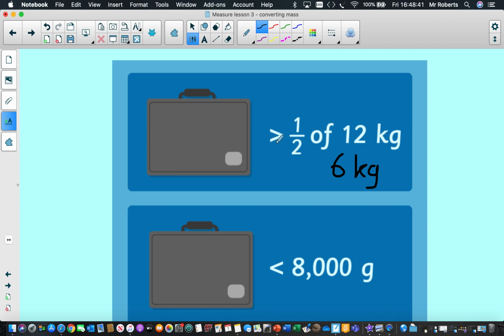thinking about place value, I've got this symbol here, so this number must be bigger. So I could choose 7 kilograms. I could have written 7,000 grams in there if I wanted to. Or anything could go in there as long as it's bigger than 6 kilograms. In terms of this suitcase here, it's got to be smaller than 8,000 grams, which is 8 kilograms. So again, actually, I could put 7 kilograms in there, and that answer would still be right. As would 7,000 grams, which is less than 8,000 grams.